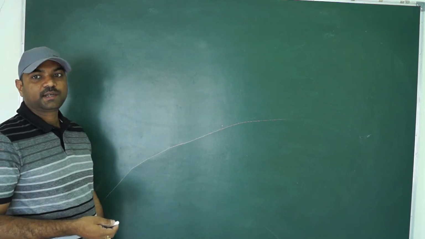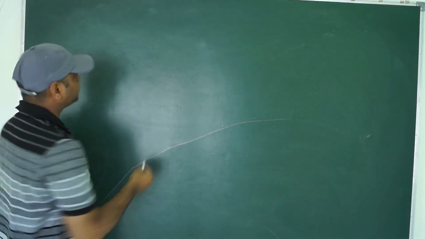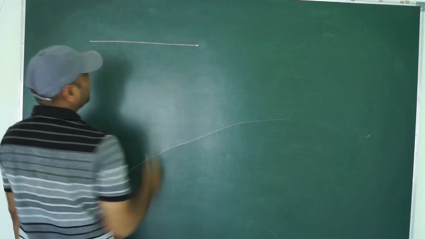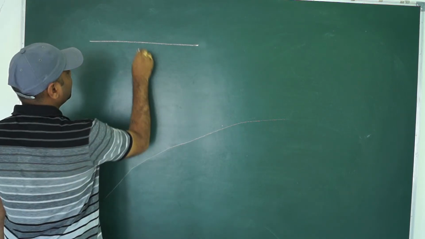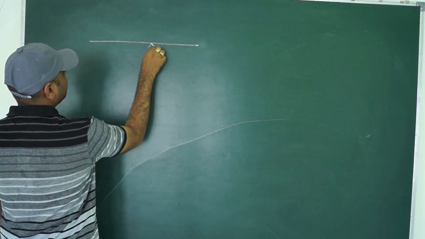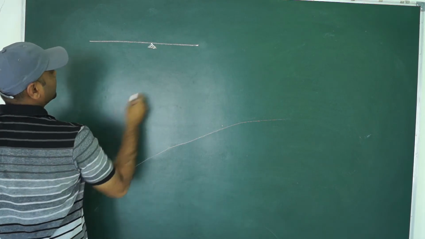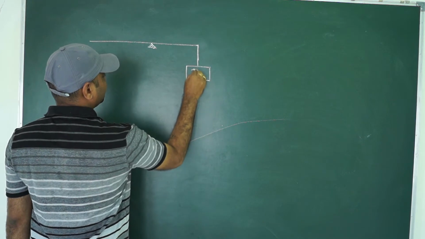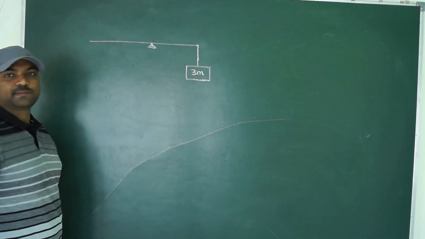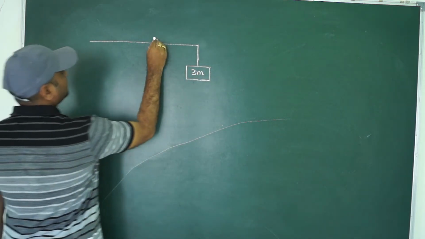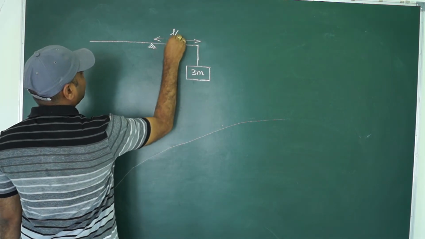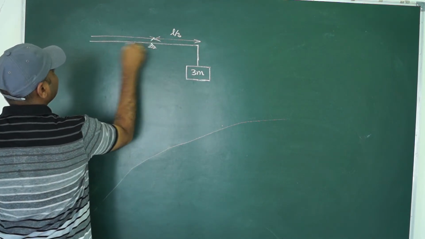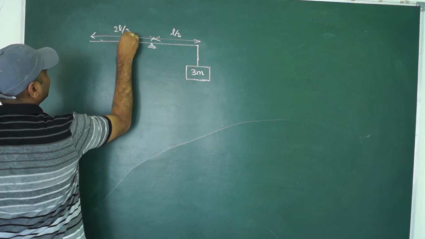Next question related to rotational equilibrium. The question is, there is one horizontal rod hinged at some position, something like this. To one end, I am keeping a mass of 3m. This length I am taking as L by 3, and this length is 2L by 3.